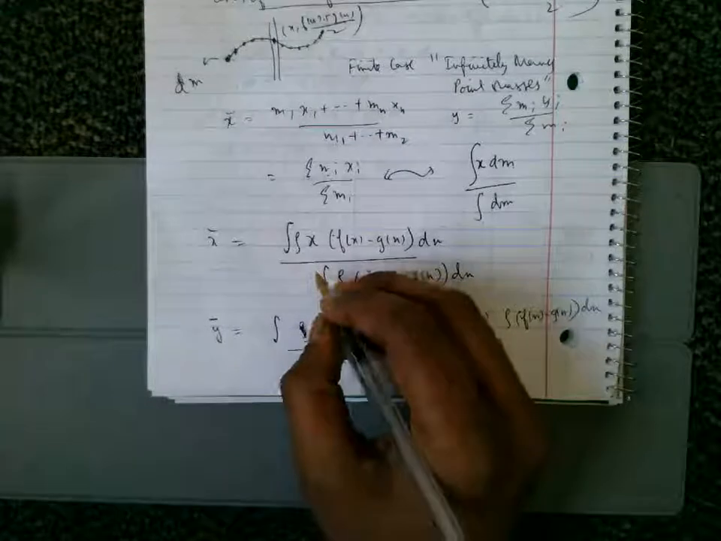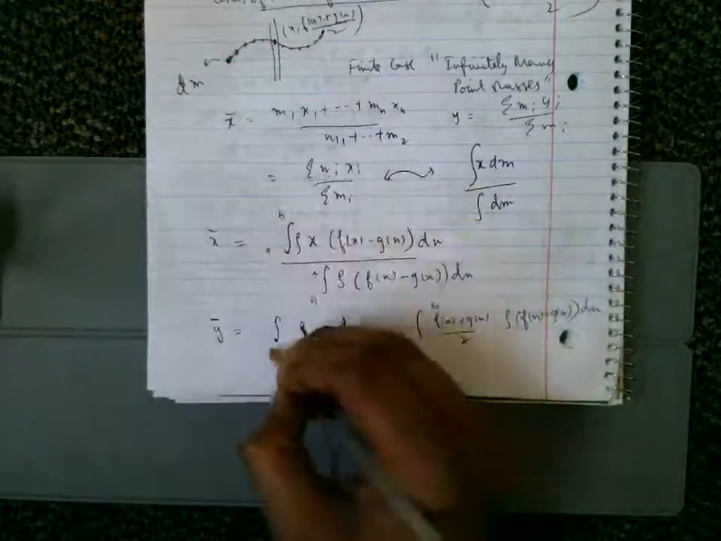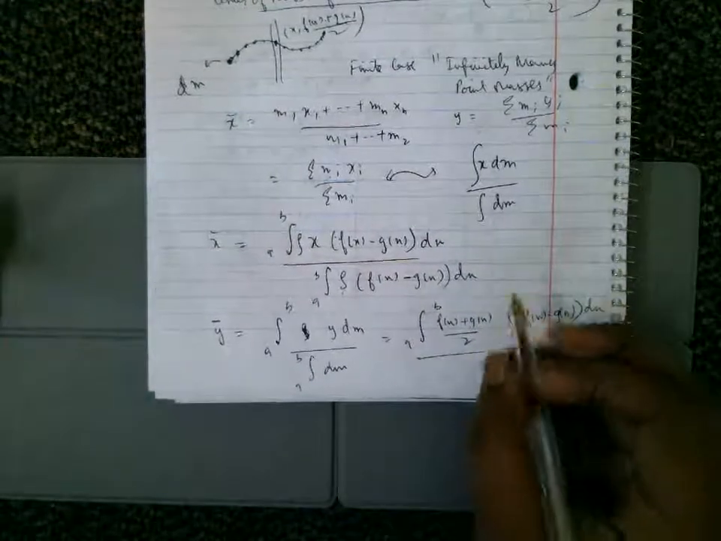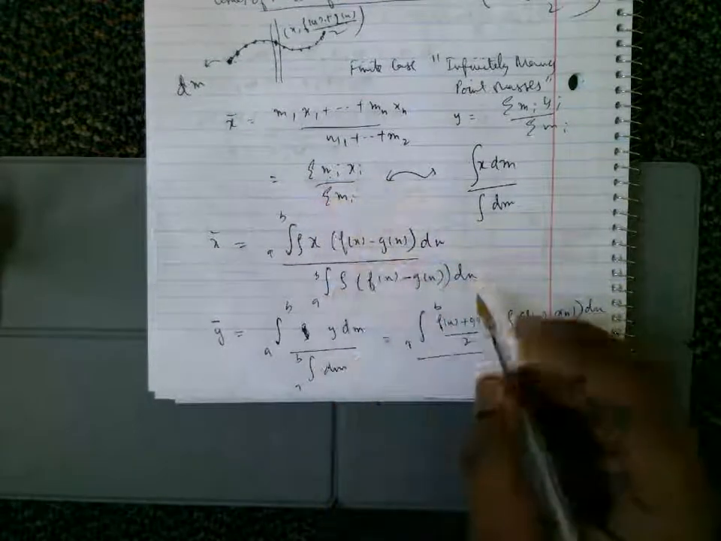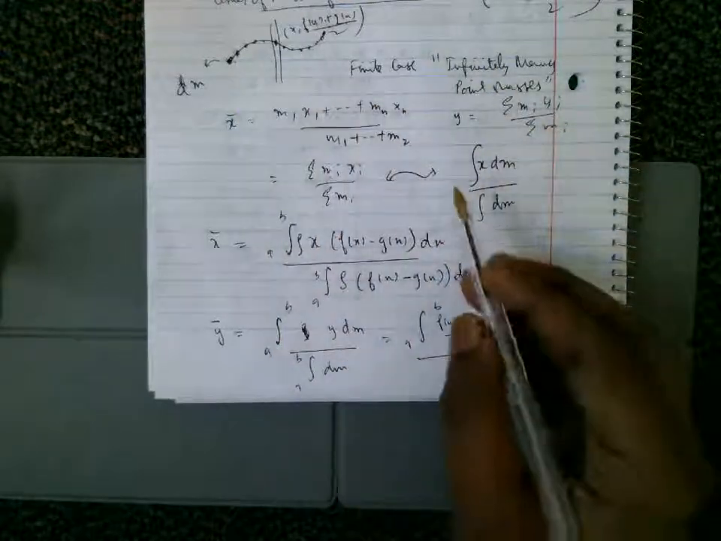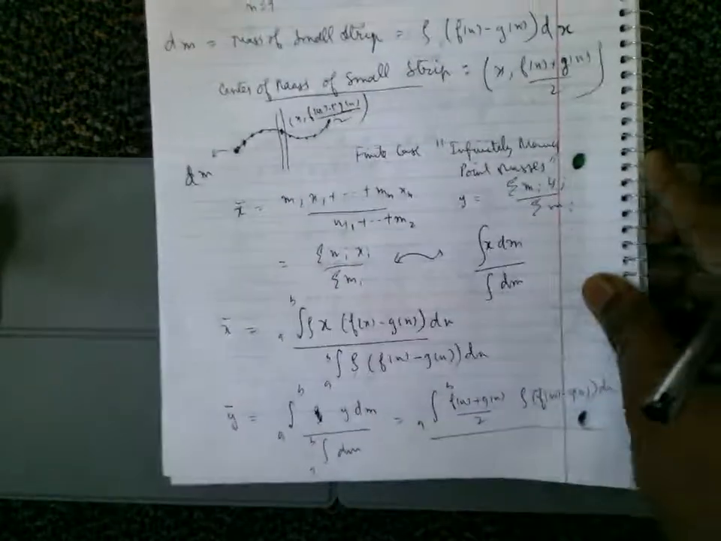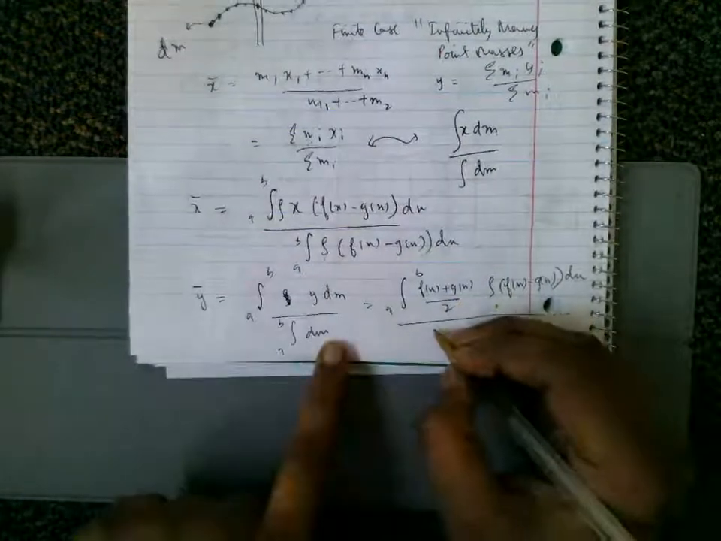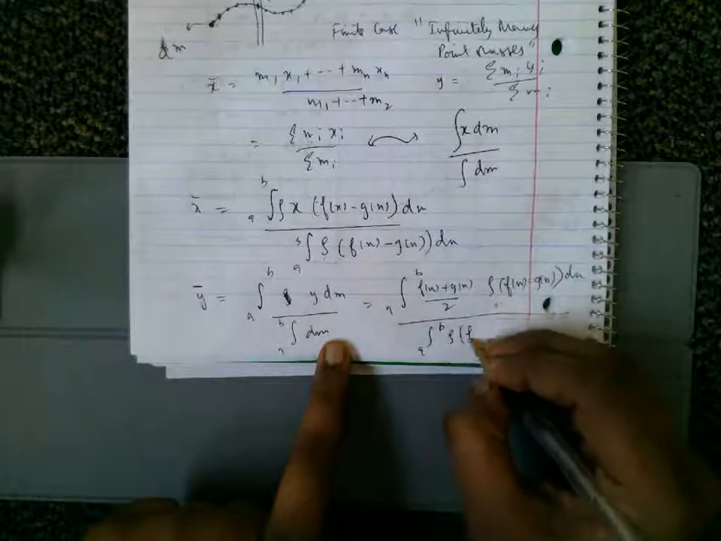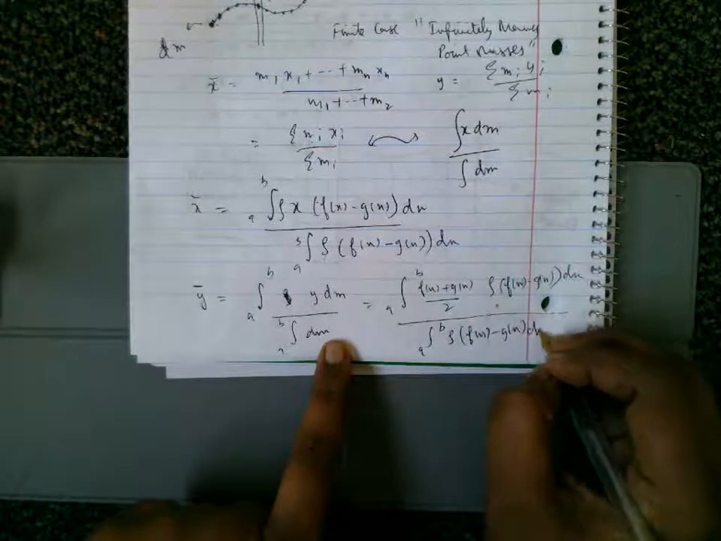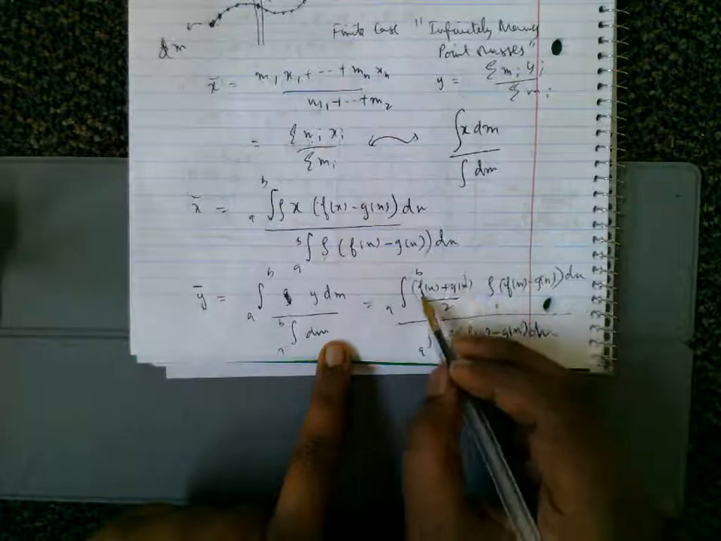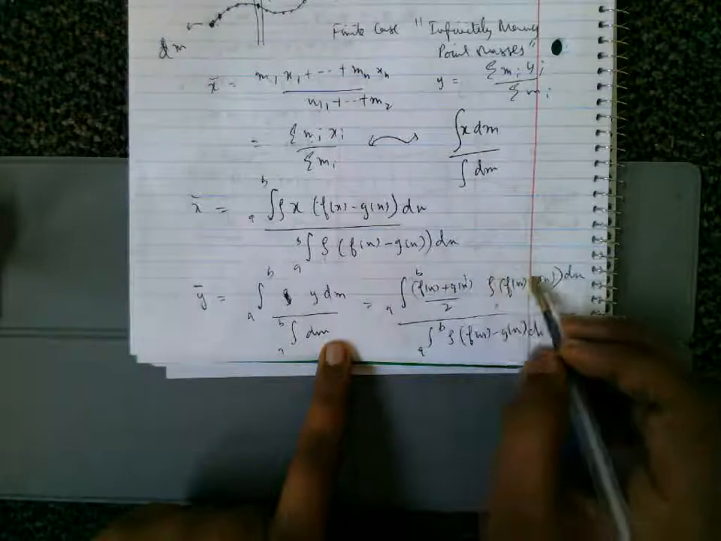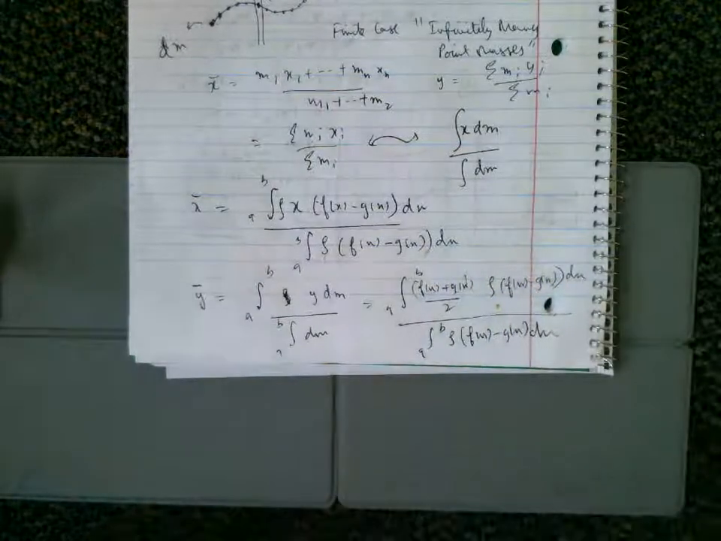Integrated from a to b, divided by the integration of the point masses, which is the total mass. We know that dm is rho times (f of x minus g of x) dx. So this is integration a to b of rho times (f of x minus g of x) dx. If you simplify this, this is f of x plus g of x and this is f of x minus g of x, so we'll use the formula (a plus b) times (a minus b) is equal to a squared minus b squared.